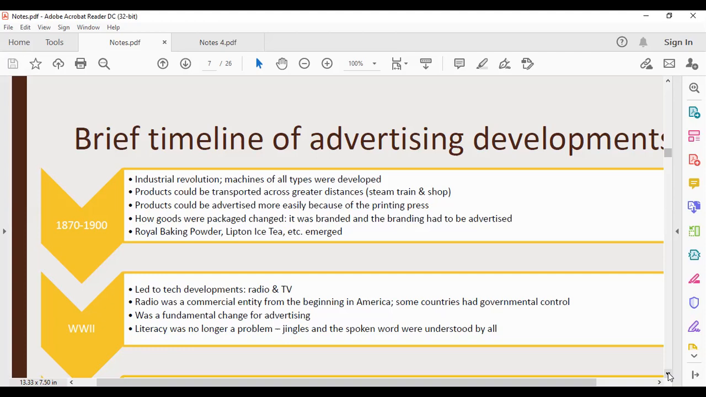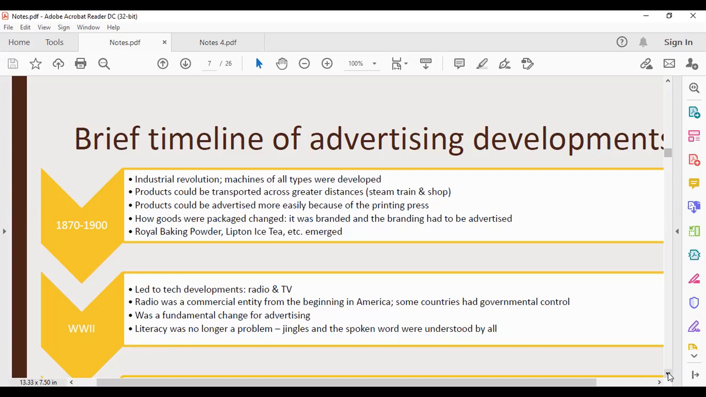But with the advent of the printing press, it made printing easier. They could now print in thousands or hundreds of thousands. And how goods were packaged changed, it was branded, and the branding had to be advertised. This is the period of 1870 to 1900. Then the Royal Baking Powder, Lipton iced tea, etc. emerged. These were the adverts that started to emerge during this period.